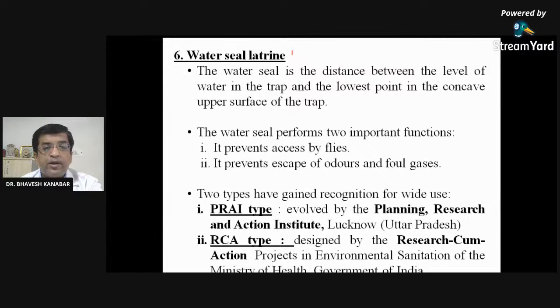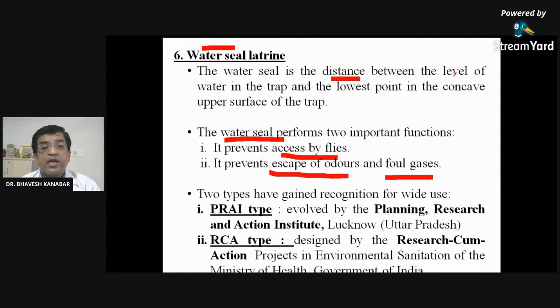Another model of environmental sanitation is the water seal latrine. As the name suggests, water seal. You may have observed in your latrine that there is a constant presence of water. So this water serves as a seal, and so it is a water seal. The advantage of the water seal is that it prevents access by flies, so flies cannot go inside this latrine. It also prevents unpleasant smell which may be coming out from the connecting pipe or from the septic tank. Because of the water seal latrine, it may not be coming to us, and it prevents escape of odor and foul gases, which we have already discussed.